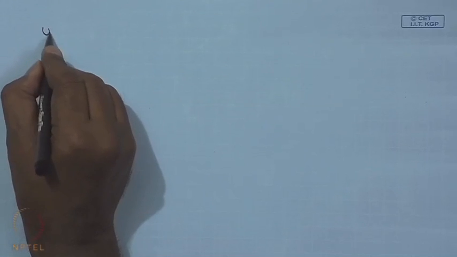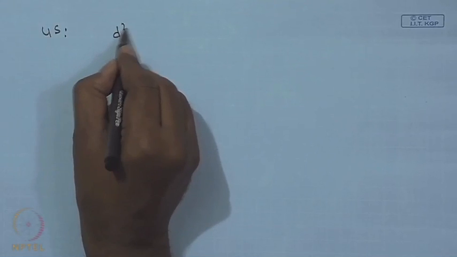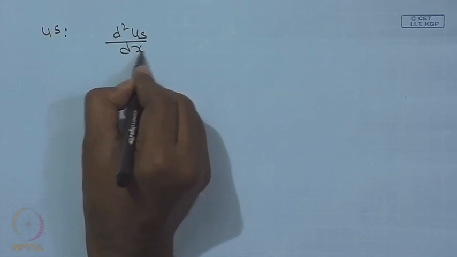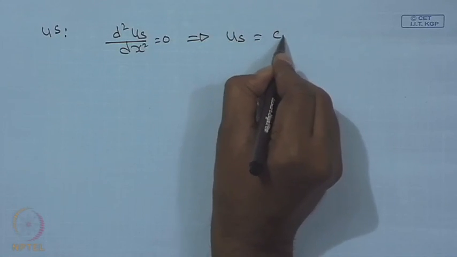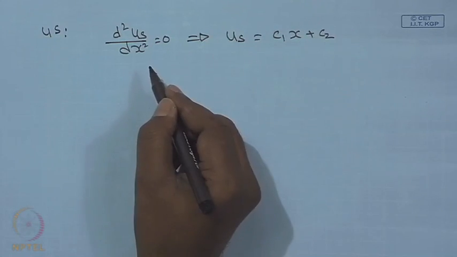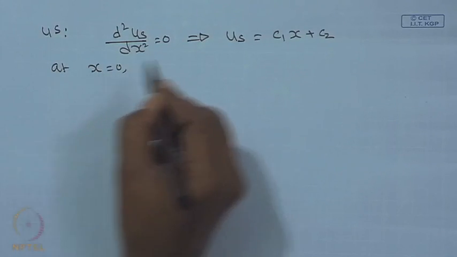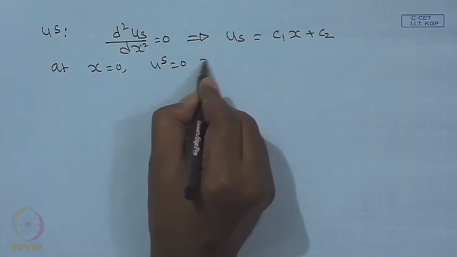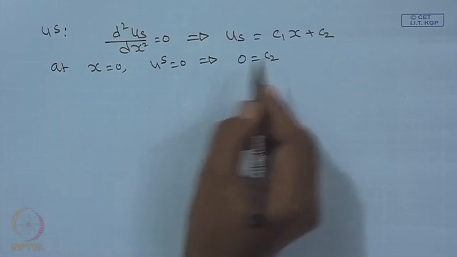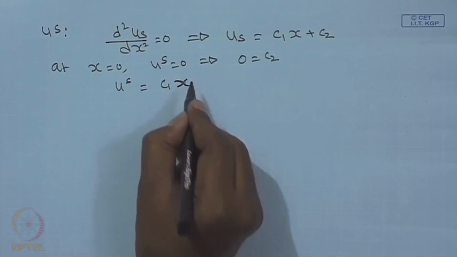So, if you look into the steady solution, the steady state part, this becomes d square u s dx square is equal to 0. So, the solution will be in the form of C 1 x plus C 2, it is a linear profile. Now, at x equal to 0, we have u s is equal to 0. So, therefore, 0 is equal to C 2. So, u s is nothing but a linear profile C 1 x.